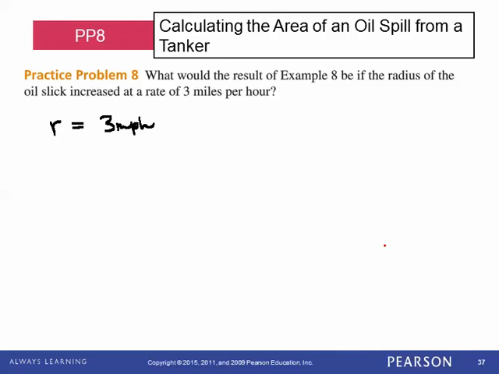Practice problem number 8. What would result from example 8 if the radius of the oil slick increased at a rate of 3 miles per hour? Again, go for it. I'll give you a minute, try it yourself here. We'll have just enough time to finish off the other problem. First thing, can you make the area in terms of time only? That's A. And second, what happens after 6 hours?